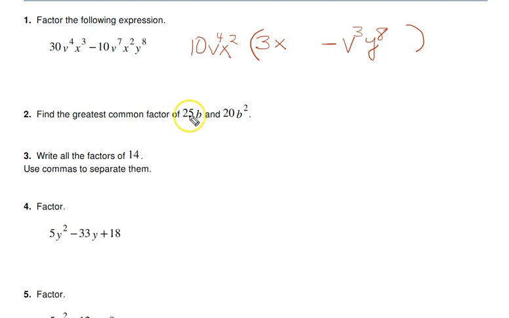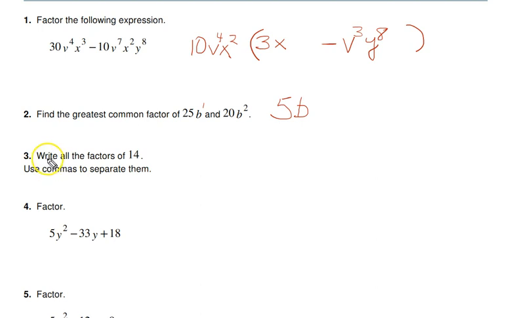Now, for the greatest common factor, as we look at this, we have 25 and a 20. So what do you think we could take out of either of these? And if you said a 5, that is correct. And we have B to the 1st and B to the 2nd. So what factor or what power of B can we take out of each? And if you said B to the 1st, that is correct.